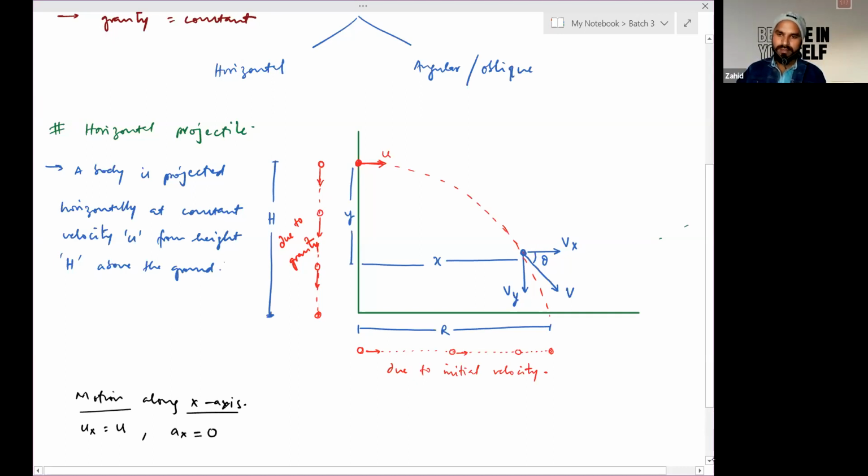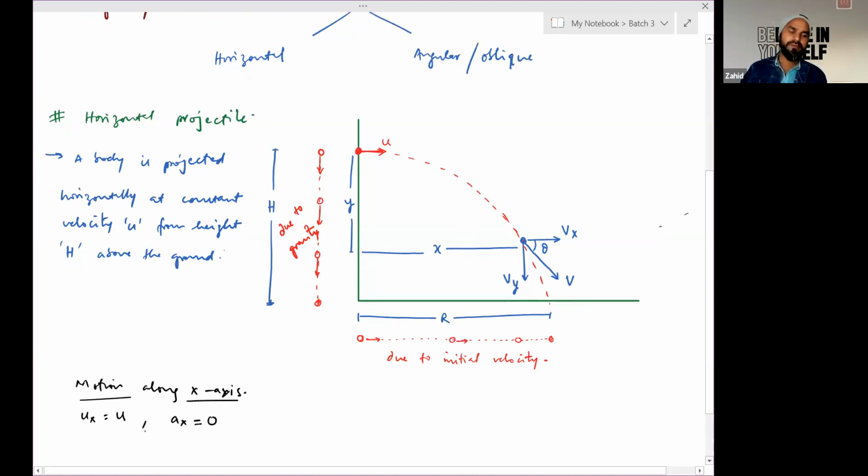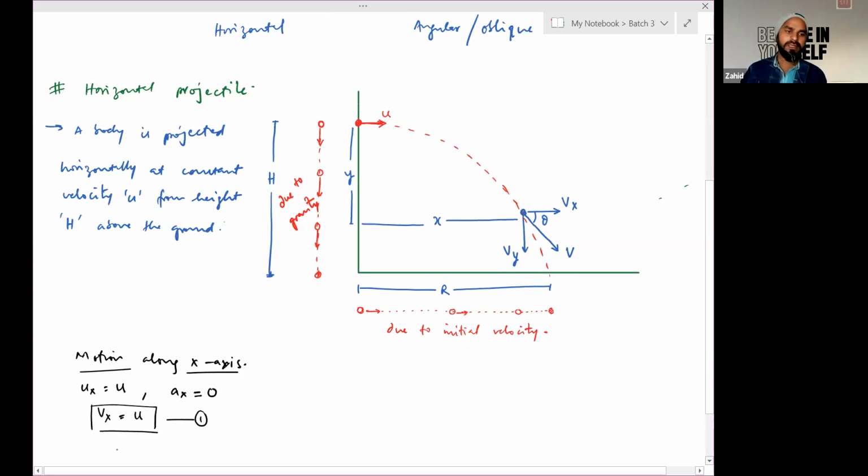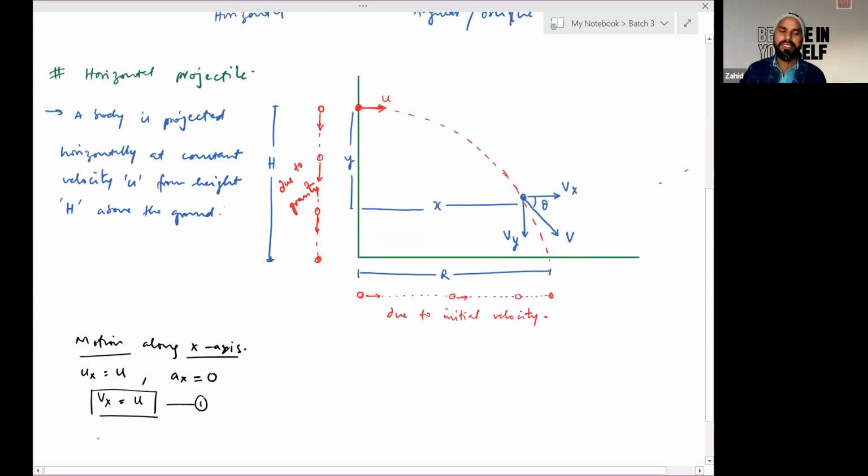Using these two terms, we first define final velocity. Using the first equation, v equals u plus at, so it will be just u. Take it as equation 1. Using the second equation, x equals ut plus half at squared, so x equals u times t as acceleration is 0. So this will be equation 2.